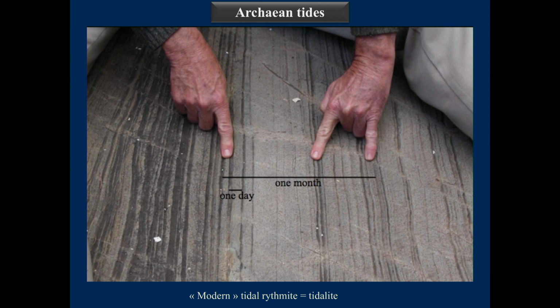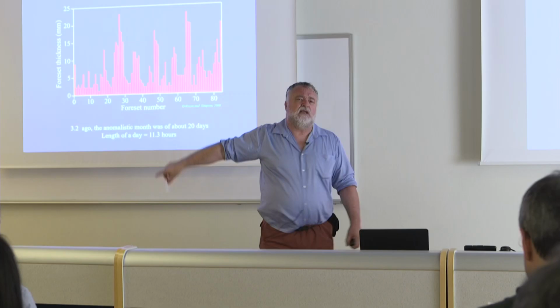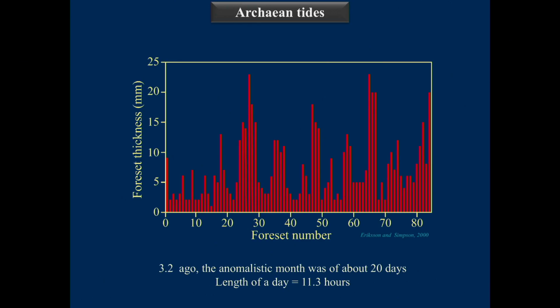So, in Barberton, they studied these tides, and they show that there is some rhythmicity in these tides, but that the rhythmicity was not the same as today. The anomalistic month was 20 days. Today it is 27 or 28 days, something like that. And the length of the day was only 11 hours. This is due to the fact that the moon was closer to the Earth.